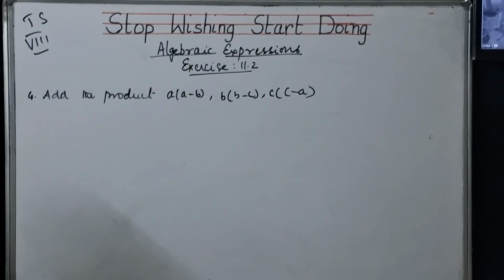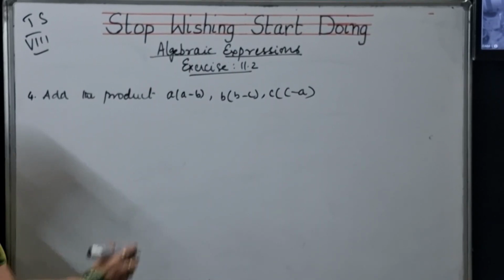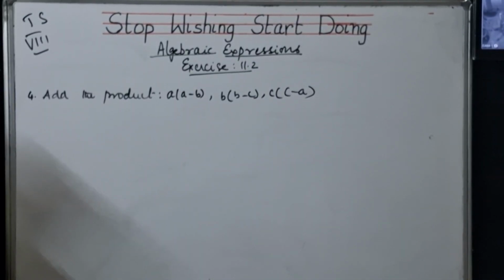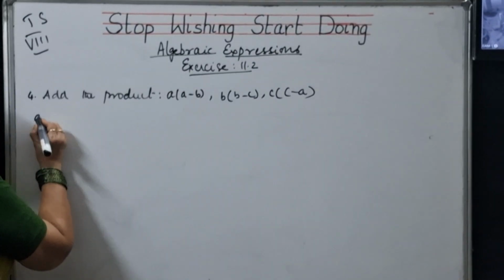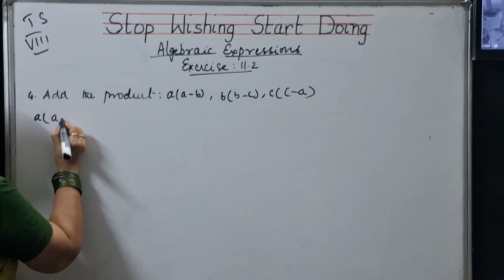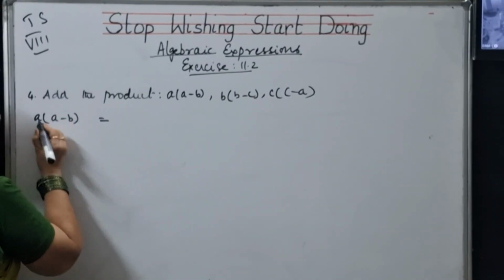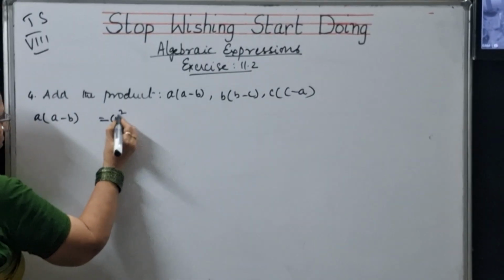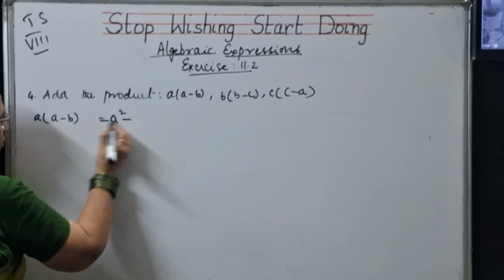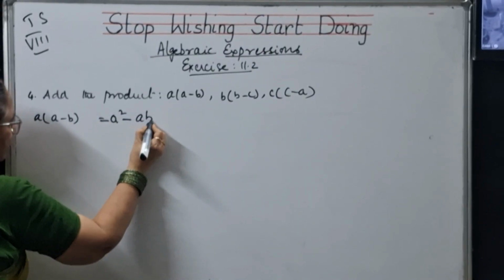Now fourth problem, add the product. What is the product? A into A minus B, B into B minus C, C into C minus A. So let me write each one first. A into A minus B is nothing but A into A is A square, plus into minus is minus, A into B is AB.